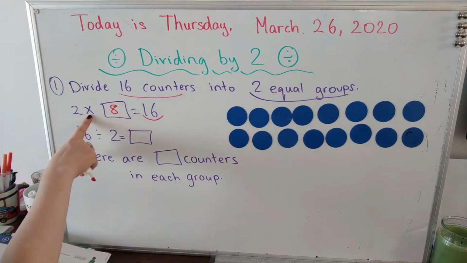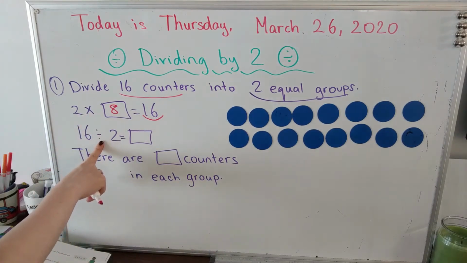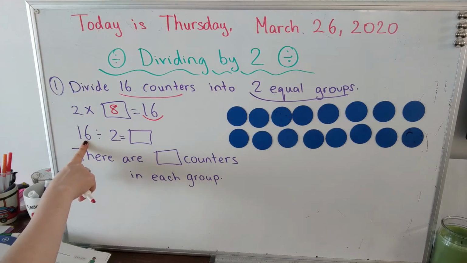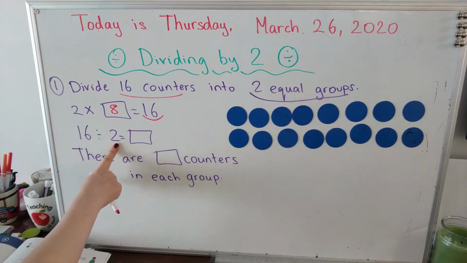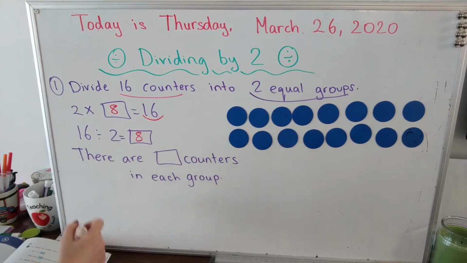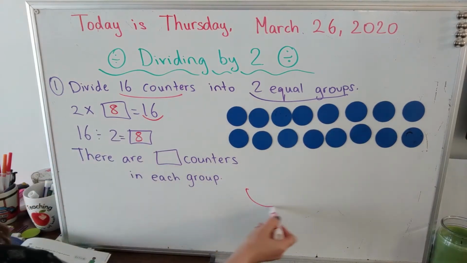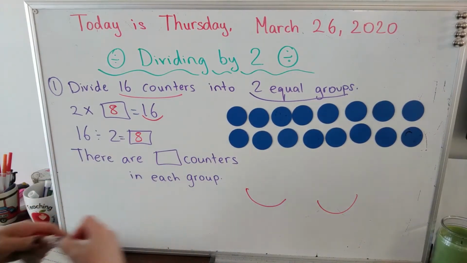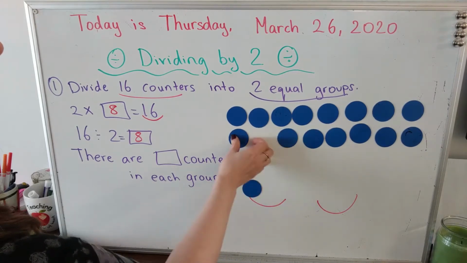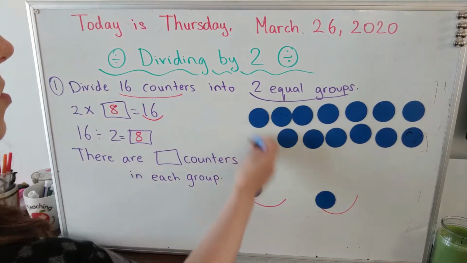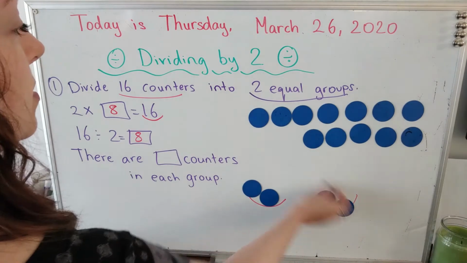Therefore, if we're doing the opposite of multiplication, which is division, when we're sharing 16 counters into 2 equal groups, we know our answer will also be 8. But let's double check and actually do the division to see if we are correct. 16 counters divided into 2 groups. Group 1, group 2. Go ahead and share each group until there are no more counters left.